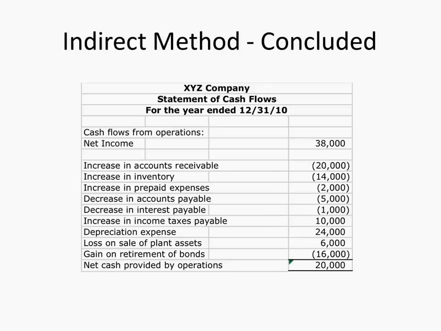So what you do is you look at the current assets, you take your net income, you adjust for the changes in your current assets and current liabilities, and then you remove the items that had a non-cash effect on your net income. Yes?